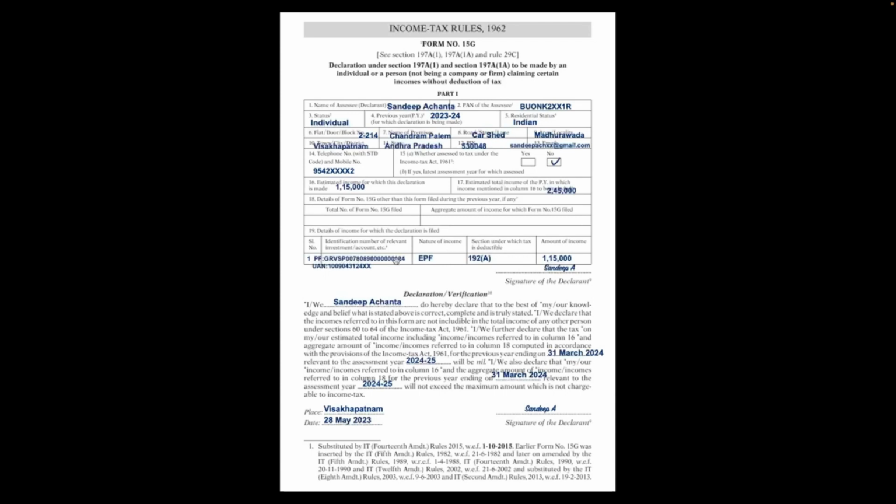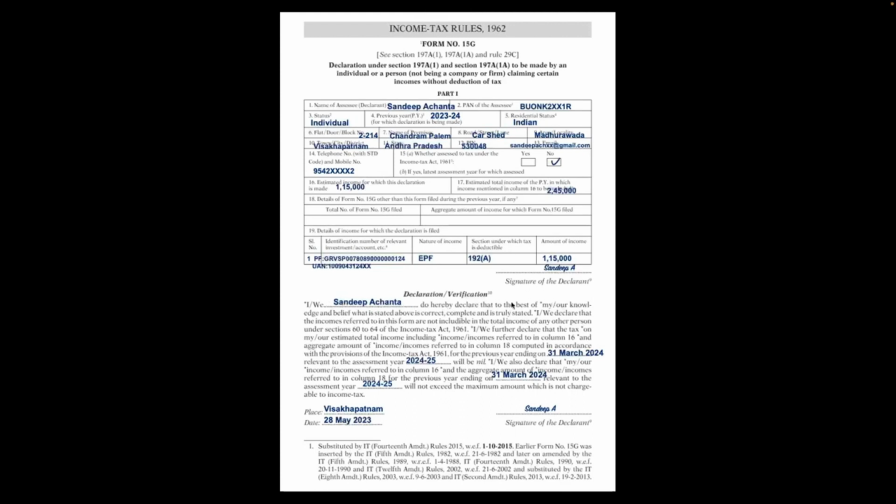Under field number 19, mention the serial number as 1 and write your PF number and UAN number, and the nature of income is EPF, and the section is 192A, and the amount of income is whatever amount you are withdrawing. Here the EPF amount which we are withdrawing is 1,15,000 rupees, the same amount which we have mentioned in field number 16. Next come to the declaration or verification part.